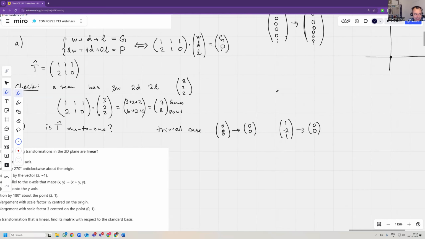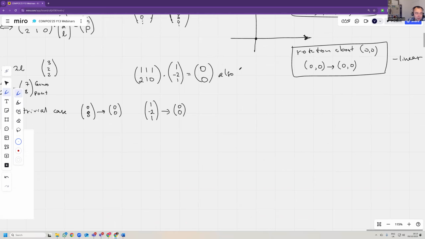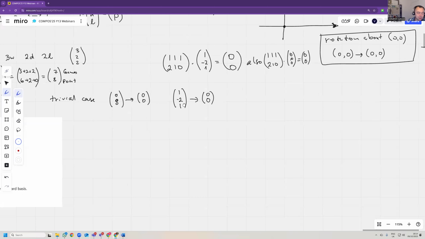Let's test that. The matrix [1, 1, 1; 2, 1, 0] multiplied by (1, minus 2, 1). So the top is definitely 0, and the bottom is 2 minus 2, also 0. But also the same matrix multiplied by (0, 0, 0) is also (0, 0). So for two different inputs you have the same output, and that means it's not one-to-one.